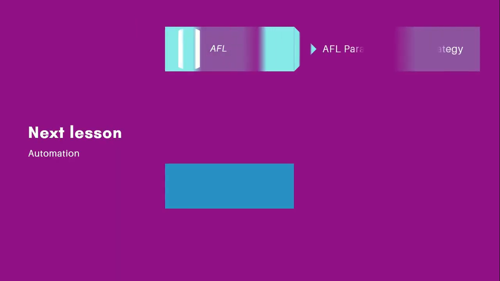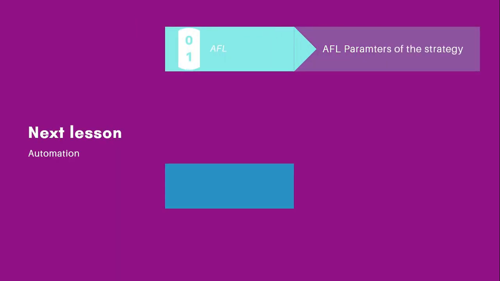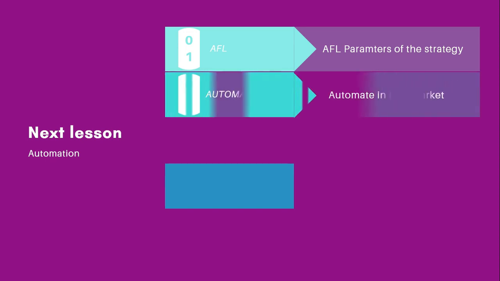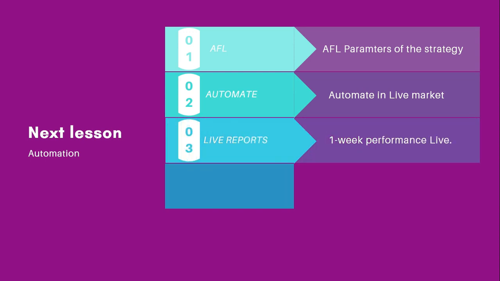Now in the next lesson, we are going to take a step ahead. I'm going to discuss the entire parameters of this AFL on my AmiBroker. I'm going to automate it in the live market. I'm going to record the performance of this strategy in the live market for an entire week, Monday to Friday. I'm going to run it on my personal account. Let's see if it is actually giving profits or not. And I'll share the live reports, as said, 1 week live performance reports. Also, the entire thing will be recorded.